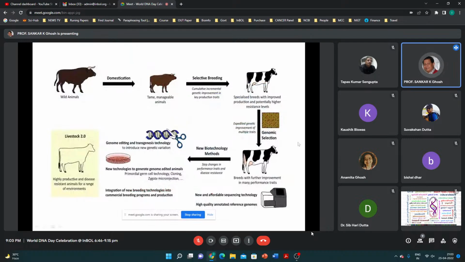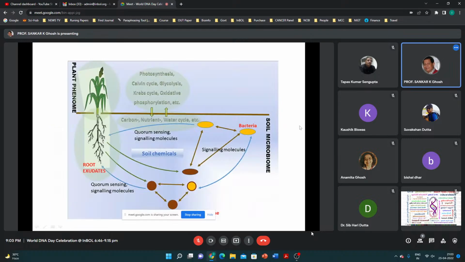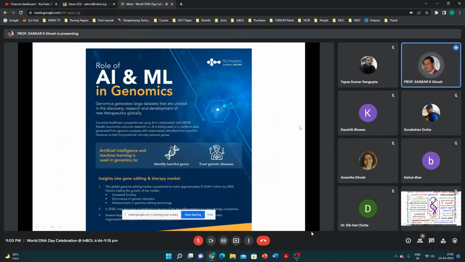In livestock also, based on the whole genome sequences, they look at what the differences are, and if possible they use CRISPR technology or genome editing. Even in microbiology. Now a very important issue: AI and ML in genomics is one of the biggest challenges, because there is so much data, and artificial intelligence and machine learning are more and more components to work on in the genomics area.